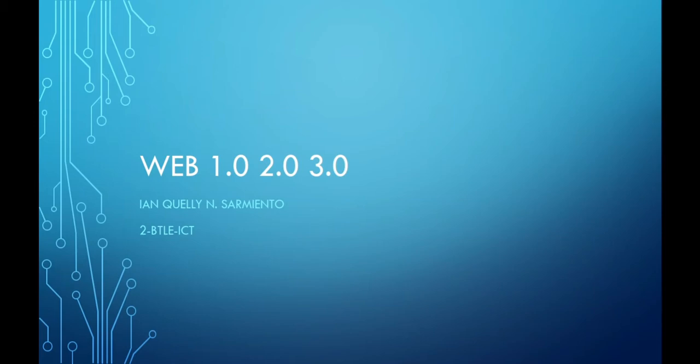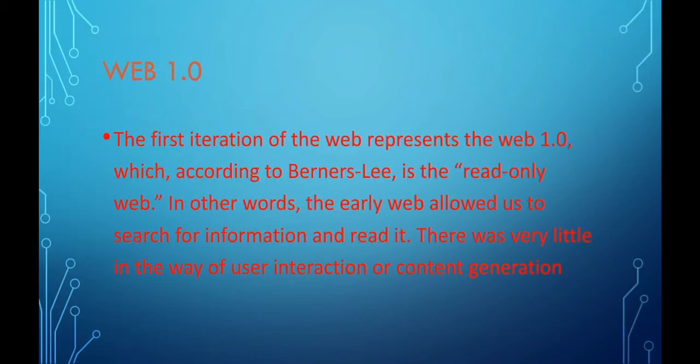My presentation is all about a comparison between Web 1.0, 2.0, and 3.0. Web 1.0, the first iteration of the web, which according to Berners-Lee is the read-only web. In other words, the early web allowed us to search for information and read it. There was very little in the way of user interaction or content generation.